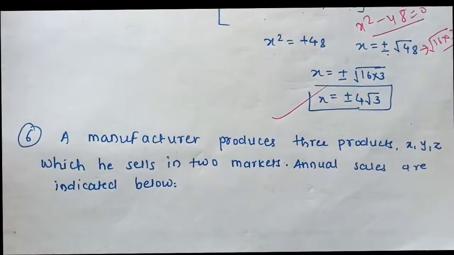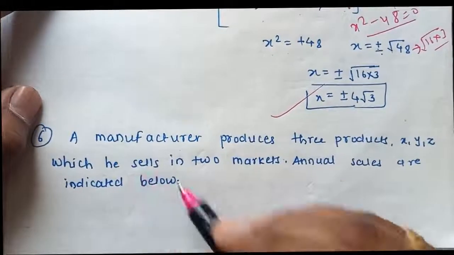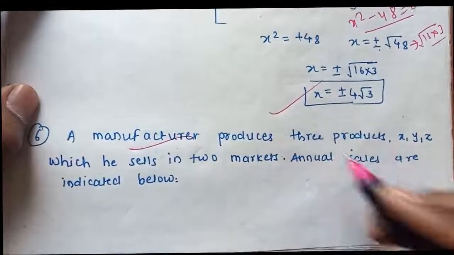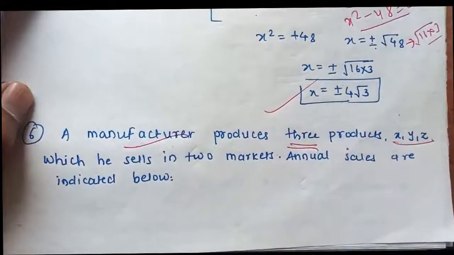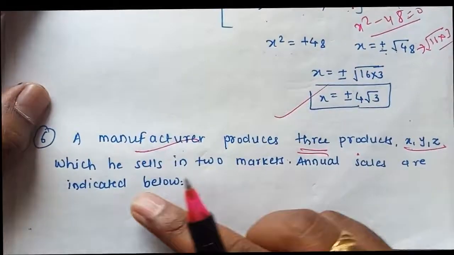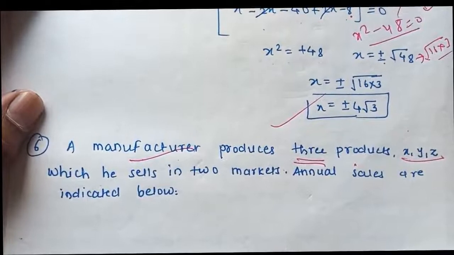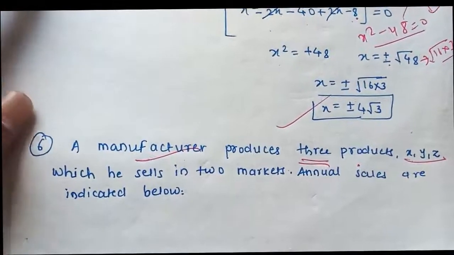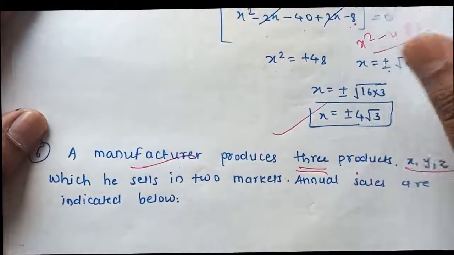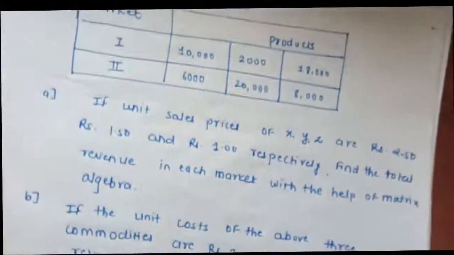Now, a somewhat application problem on the determinants and matrices. They have given that a manufacturer produces 3 products, X, Y, Z, which he sells into 2 markets. That means we have to assume 2 markets, market 1 and market 2, and they have given the annual sales in the respective markets. So how to solve this kind of problem?